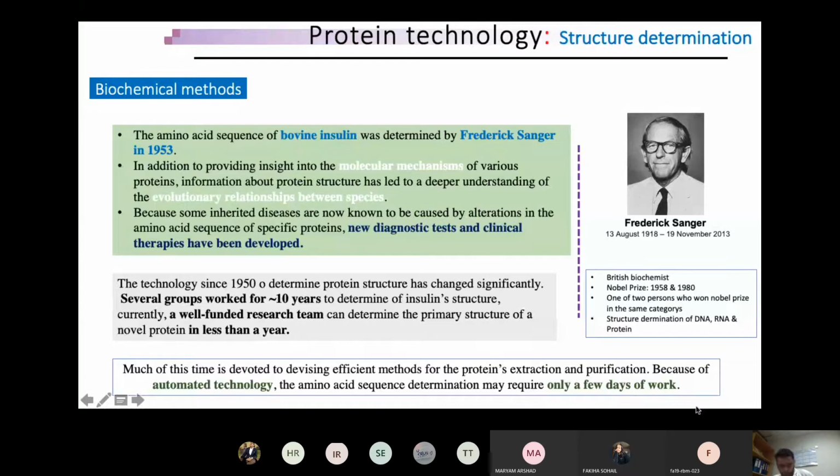How to determine the structure of a protein. From now on, we are going to see some of the basic techniques which are normally used in order to understand the structure of any protein.